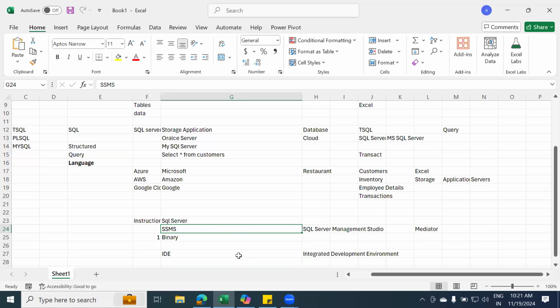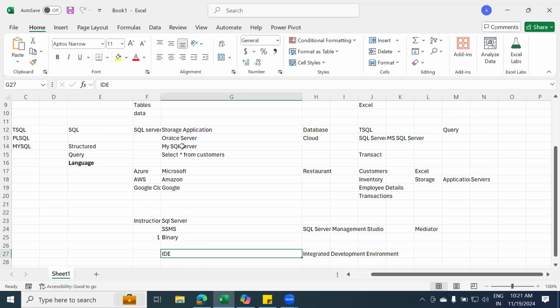Using this IDE, we are going to write all our queries in SSMS, guys. Then based on that, you will work with your server. It could be storing the data, modifying the data, or retrieving the data. All your queries will be written in the IDE.